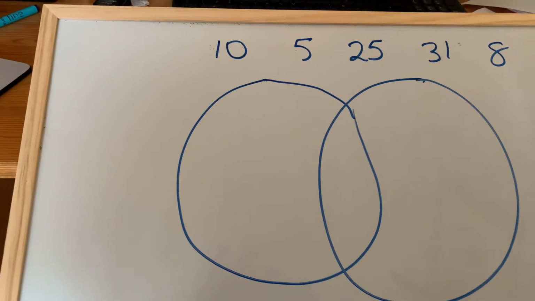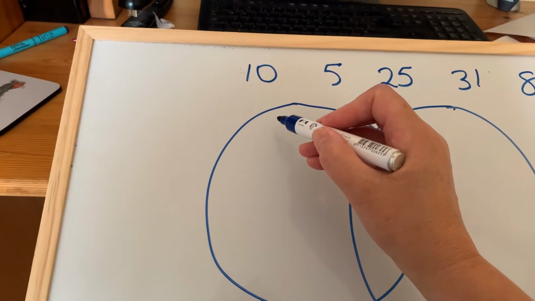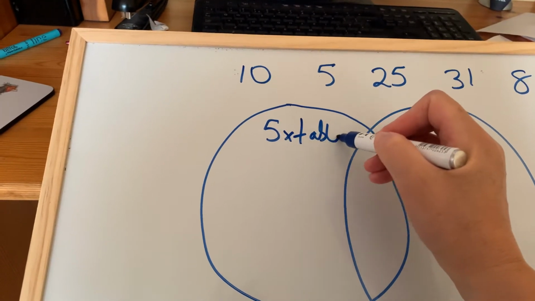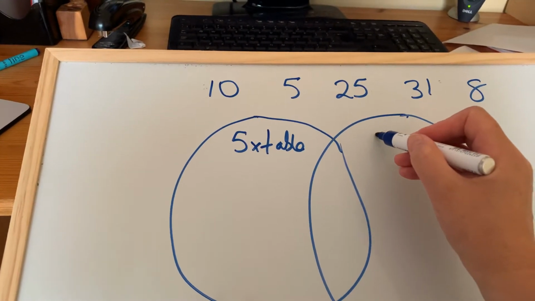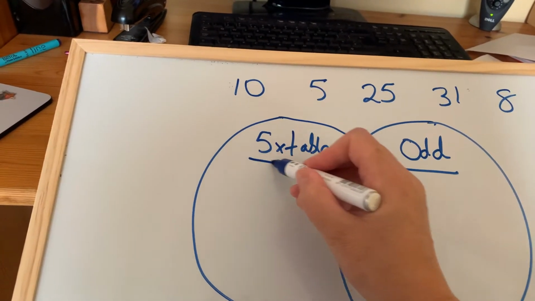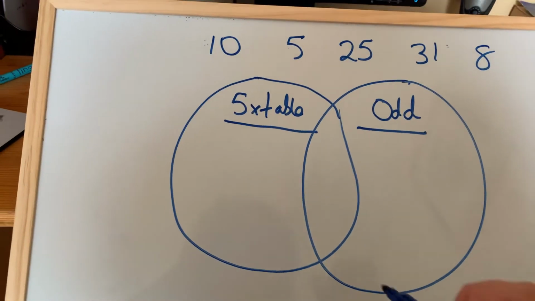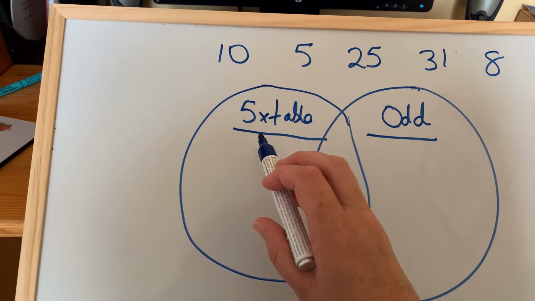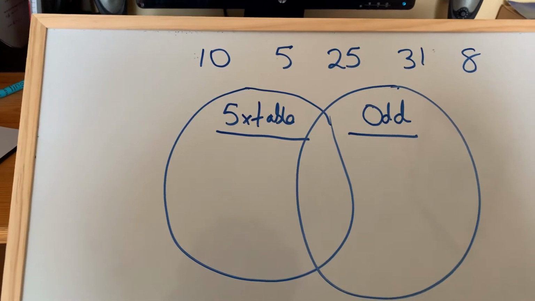The way I want to sort them today is in this circle, I want to put all the numbers that are in the 5 times table, and in this circle, I want to put all the numbers that are odd numbers. Now, when you've got a Venn diagram, you might find you have numbers that are in the 5 times table, and they might be odd. So where do we put those numbers? Let's go through them.